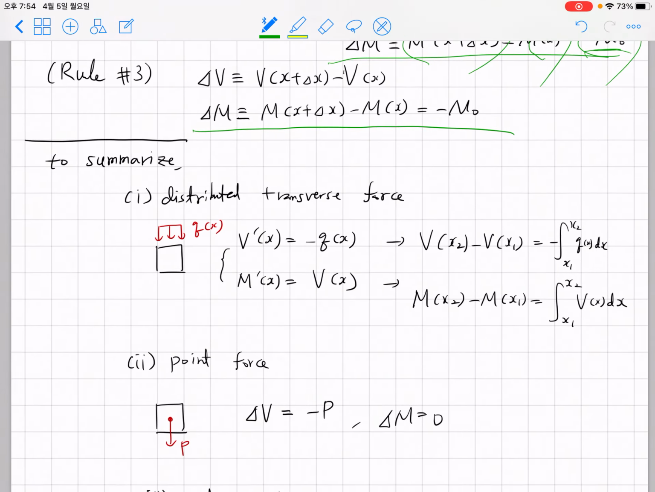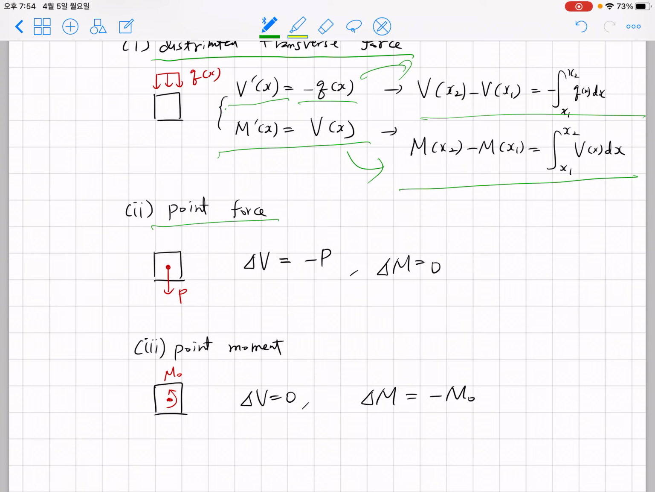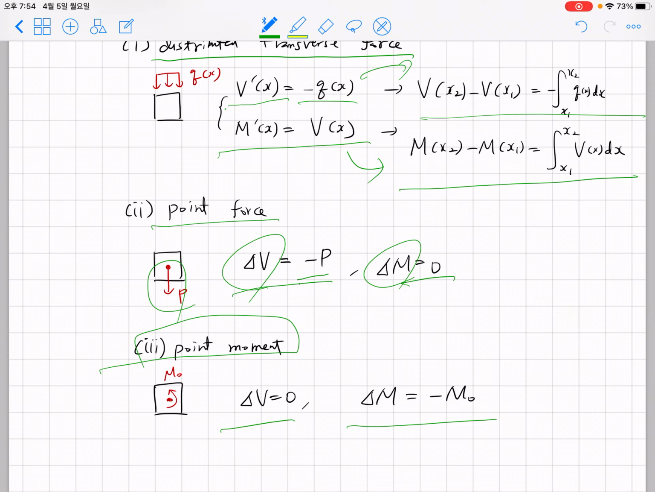So to summarize, when you encounter distributed transverse loading, you have V'(x) equal to negative q(x), you have M'(x) equal to V(x), and if you write down the integral equation out of this, this is what you can expect. Regarding the point force, you have the discontinuity in V, and the jump in V must be the same as minus P, and the jump in moment M must be 0 when you have point force only. When you have point moment only, you expect 0 jump in V, and you expect a jump in moment, and the jump magnitude must correspond to negative M0.